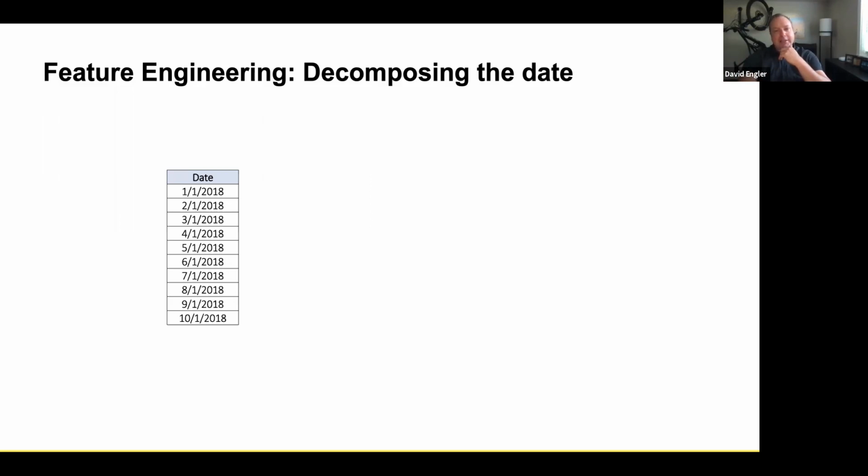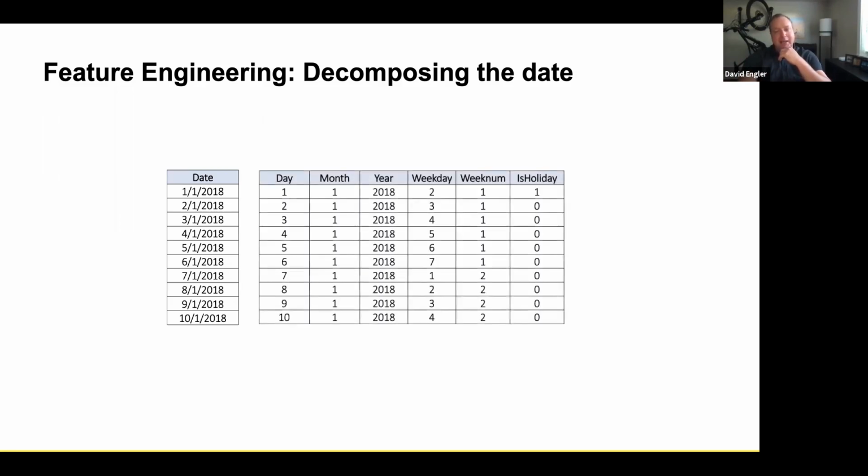One is just decomposing the date. This is common in time series. You're going to take the date field and break that apart into day, month, year, day of the week, week number of the year, whether it's a holiday or not. These are all things Driverless does automatically, as part of trying to identify elements that are predictive of future events.